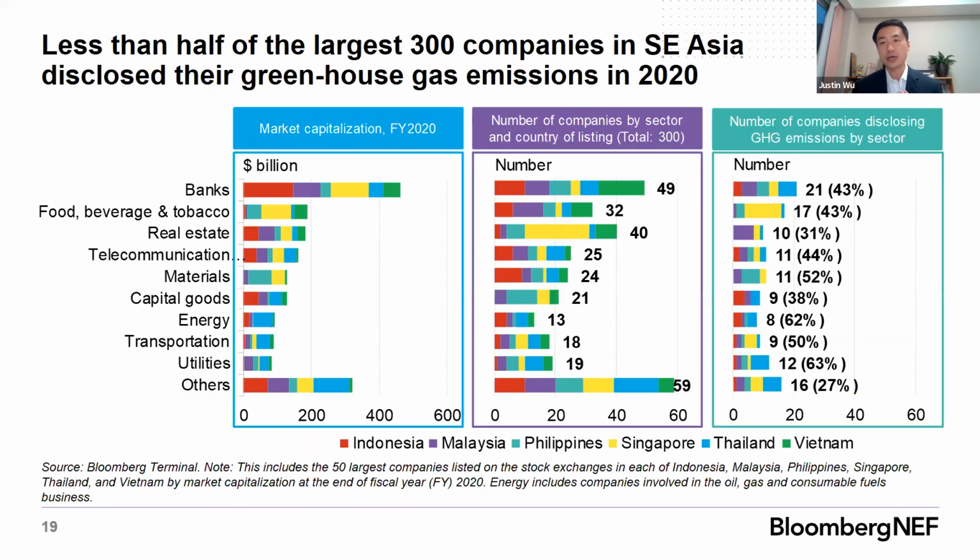On the disclosure side, again, this is probably going to be the biggest question that everybody thinks about. All the analysis and everything we do is only as good as what the companies disclose, and obviously, this is really important. Less than half of the 300 largest companies in Southeast Asia have disclosed their greenhouse gas emissions last year. You can see that in the different sectors, the higher emitting ones like energy, utilities, materials, and industrials have done more than half of them have done some sort of greenhouse gas emissions disclosure. But some of the lower emitting ones like banks, food and tobacco, and real estate have done a lot less. So there's obviously quite a bit of room for improvement there as well.